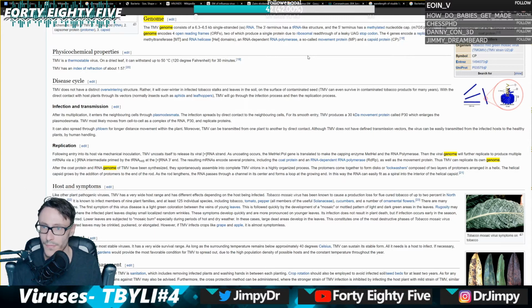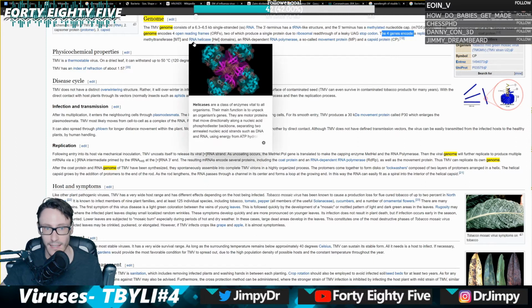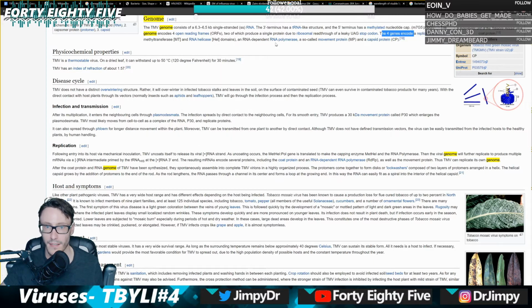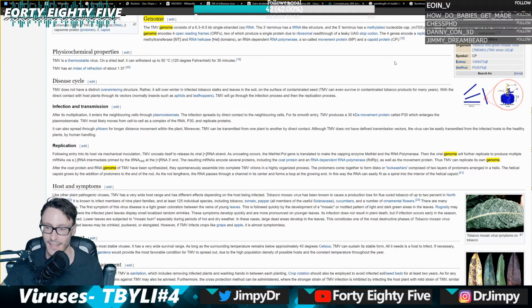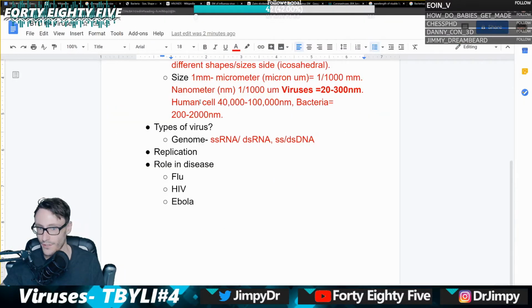They are very simple, and in this case for the tobacco mosaic virus, it only has 4 genes. And if you remember from previous videos, a gene is a region of DNA that encodes for a protein. A region of genetic material in this case that codes for a protein. In this case, it's RNA. It has a replicase, an RNA helicase, an RNA-dependent RNA polymerase, and a so-called movement protein and a capsid protein. Usually, the viral genome will always contain a capsid protein. That's the structure it effectively lives in.